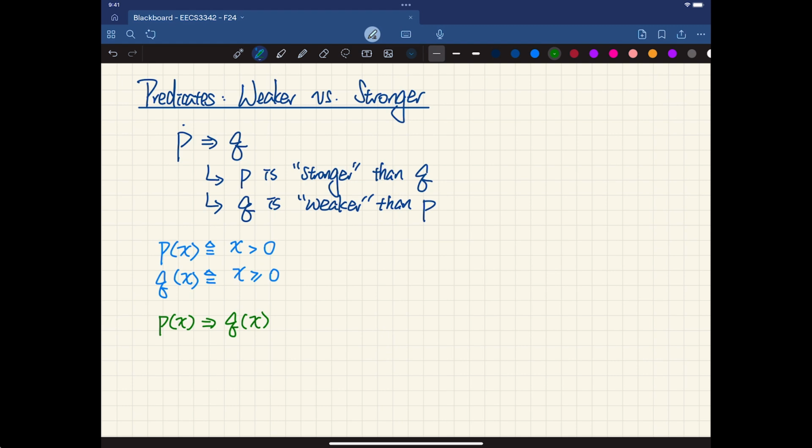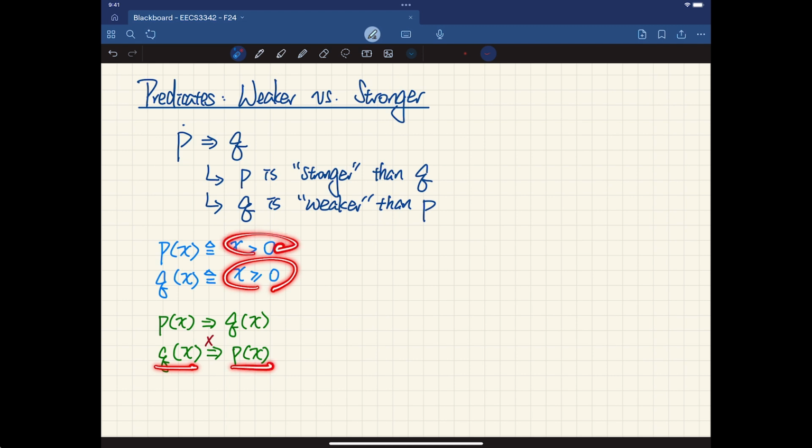All right? This one is not the case. I'm saying that if I know that X is already larger than 0, I can conclude that X should be larger than or equal to 0. That makes sense. On the other hand, if I know that X is larger than or equal to 0, can I conclude that X is positive? Not really, because X could be equal to 0, in which case this one is not going to hold. Right? Easy to justify.